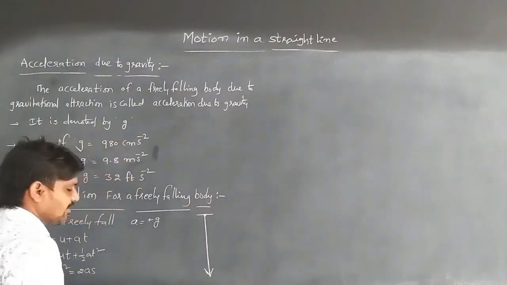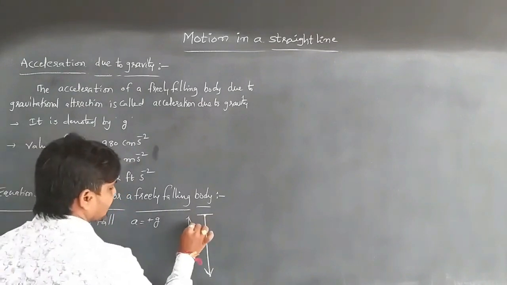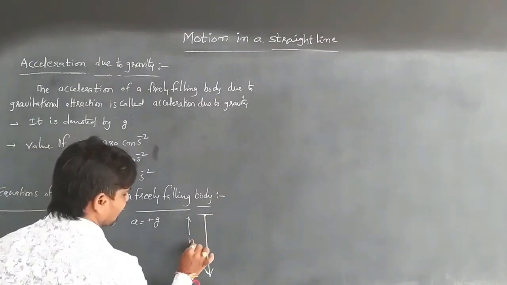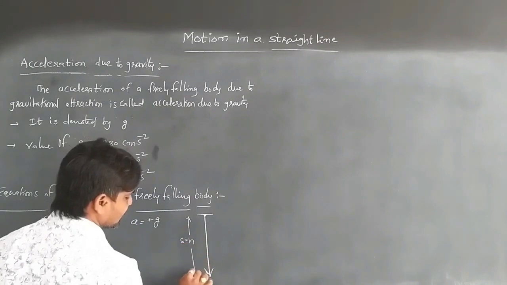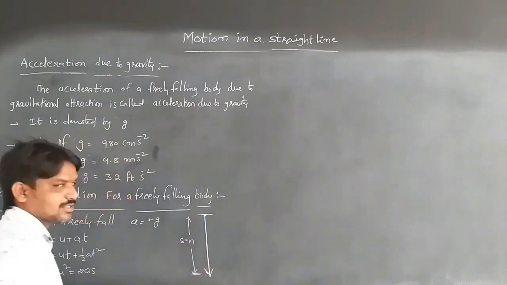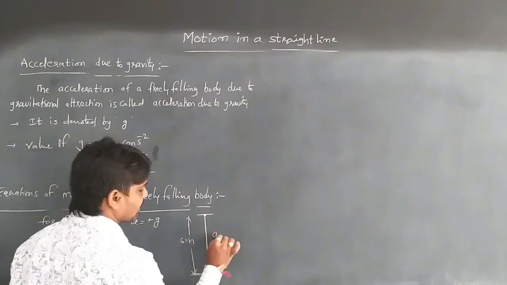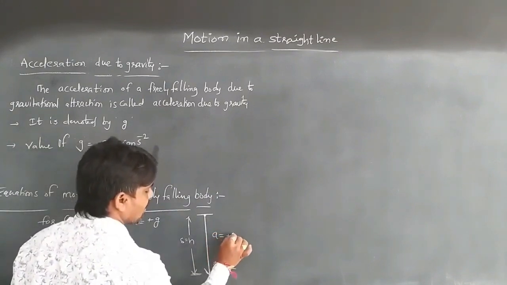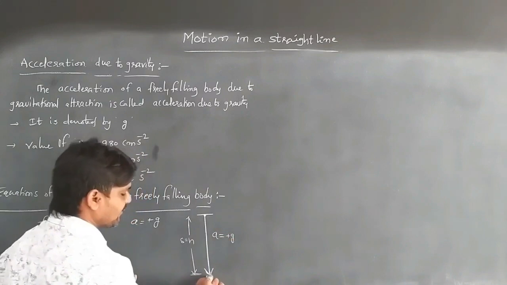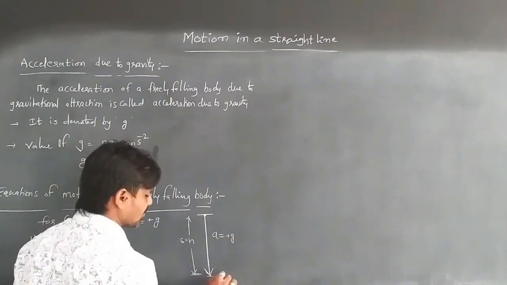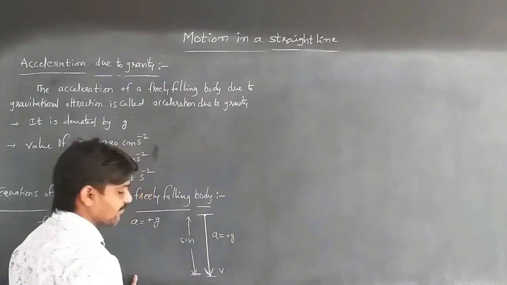So whenever a body is falling from a certain height, let us consider the height to be s. Then the displacement s is equal to h, and the body is under gravitational effect, moving vertically downwards. So that's why a is equal to plus g. Near the ground, the velocity possessed will be v.